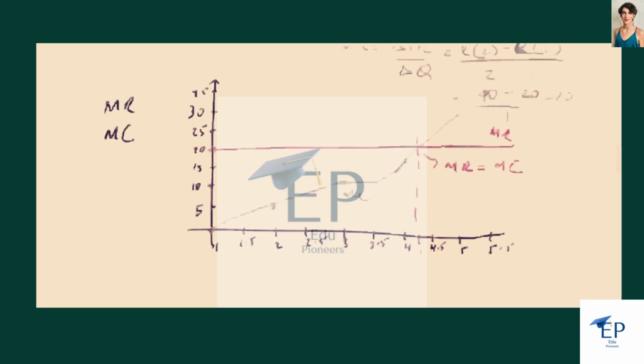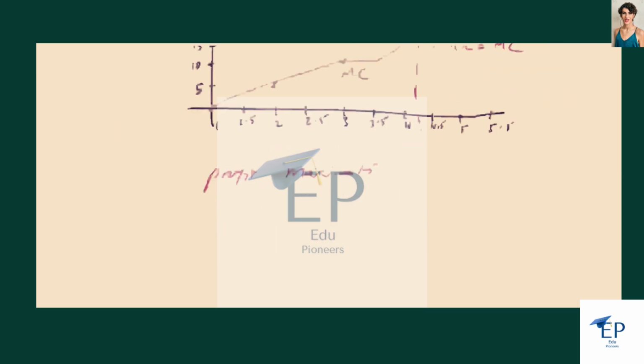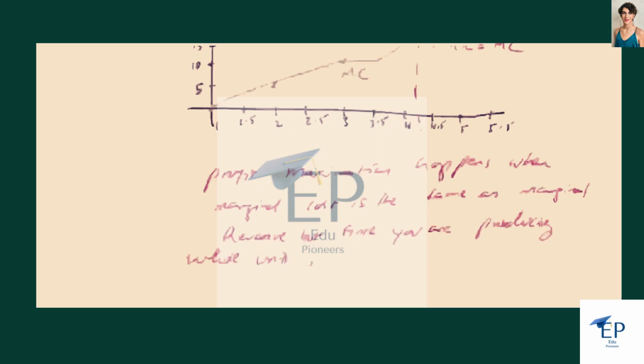So we'll say profit maximization happens when marginal cost is the same as marginal revenue, but since you are producing whole units, profit maximization happens when Q equals 4 units.